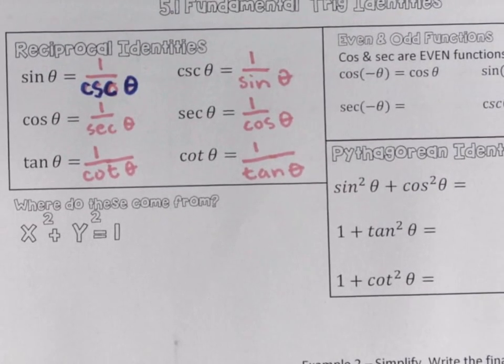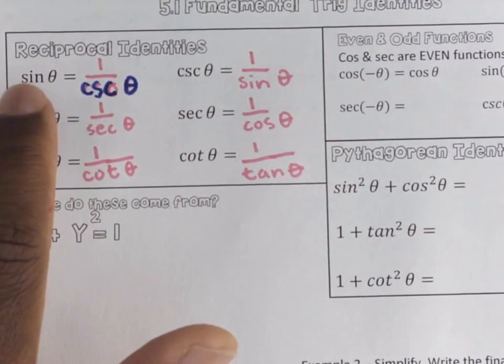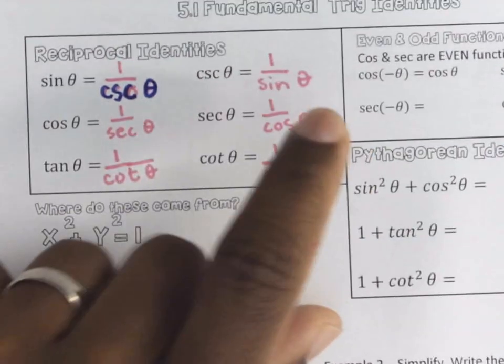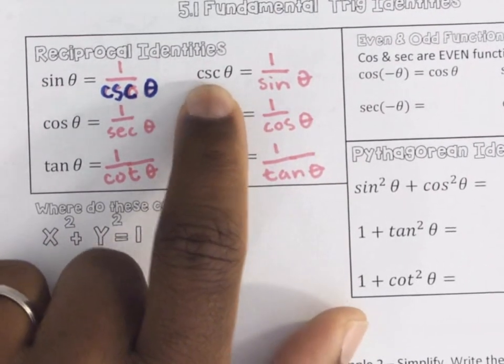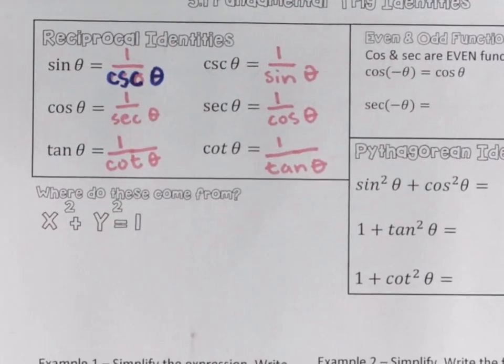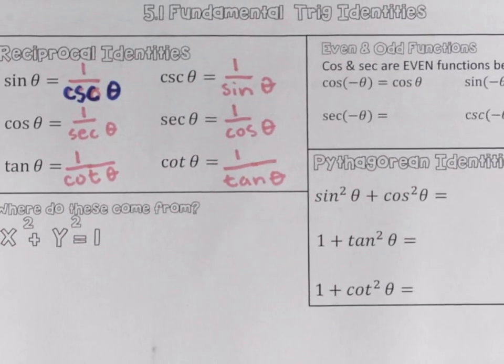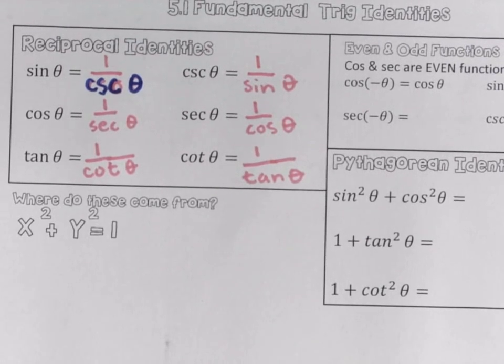These will be interchangeable. If you see either form, you can write it into the other form. So if I saw 1 over sine theta, I can rewrite it as cosecant of that angle. We already knew these though, didn't we? Okay, and we briefly talked about the even and odd functions.